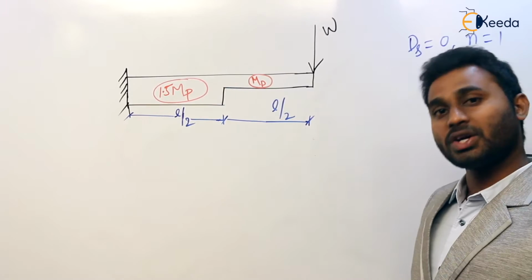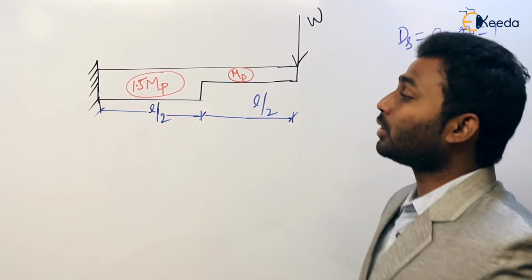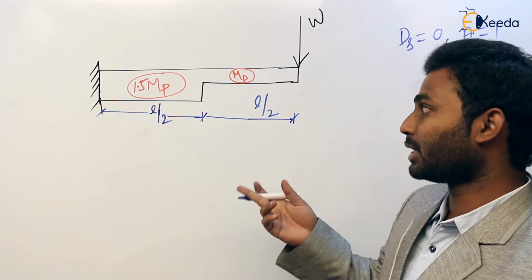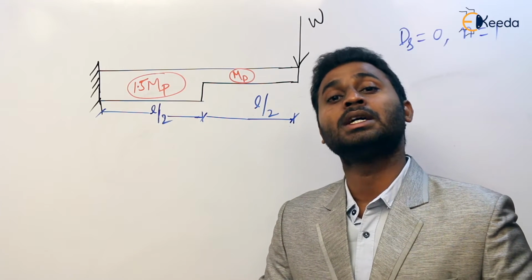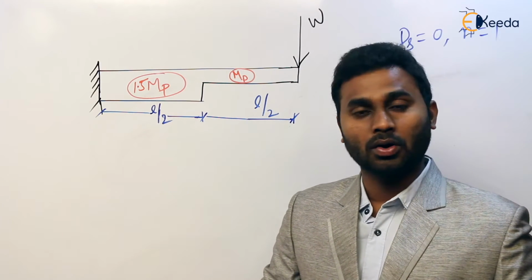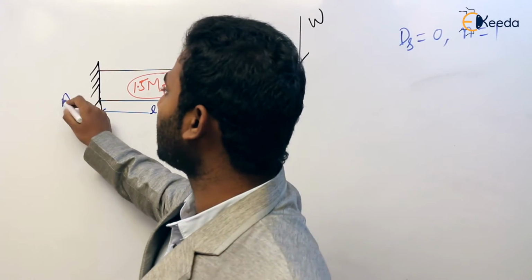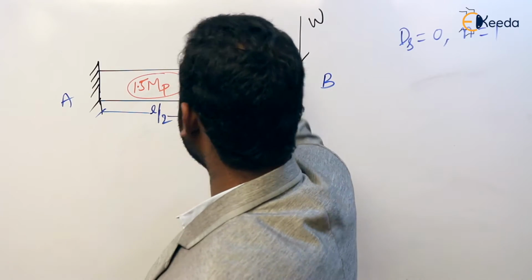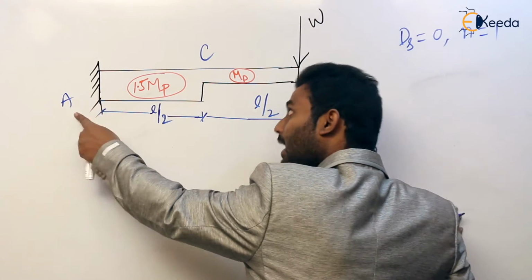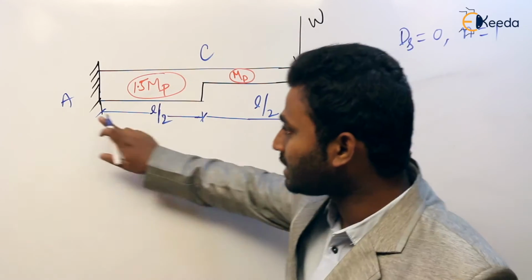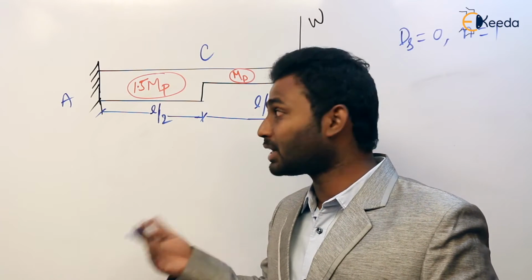So now let us see the locations. If you try to remember what we discussed in the beginning of the collapse load calculation, there we clearly discussed the possible locations of the plastic hinges. So now where do the plastic hinges form? Here in this diagram, take this as A, this as B and this as C. The plastic hinge can form at A or C. The reason is that A is a fixed support and C is a rigid joint. So the plastic hinge may form at A or C.